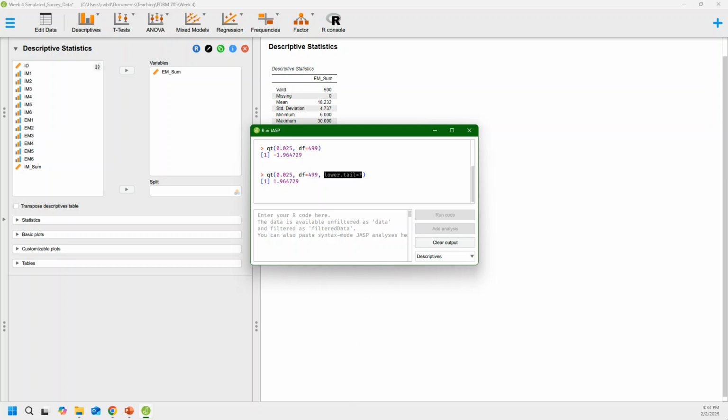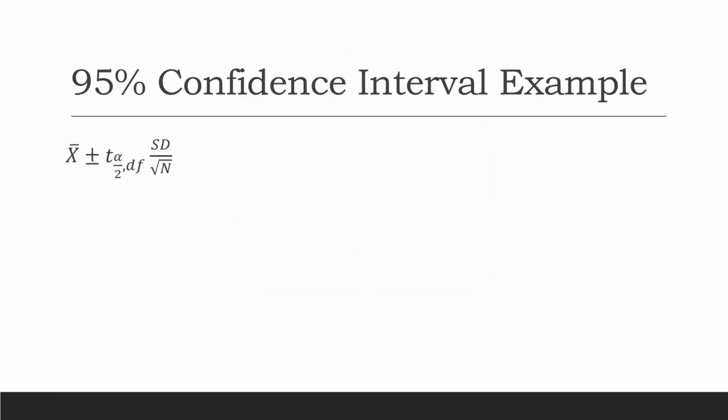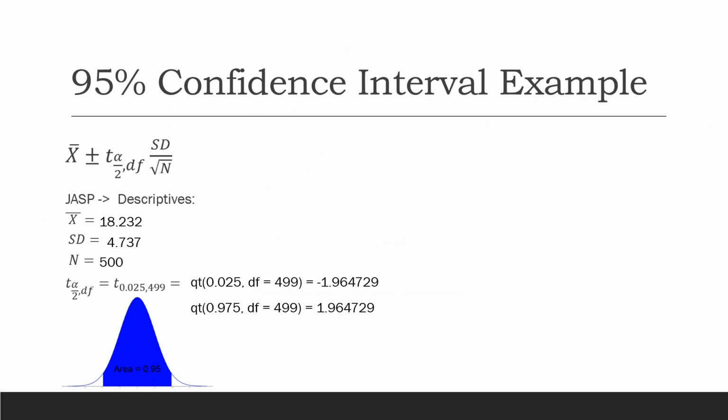All right, so if I go back to my notes, I know that this equals negative 1.964729, and this equals 1.964729. It's symmetric, right? So once I get the first one, I'll get the second one. But I did want to put both of these up here.